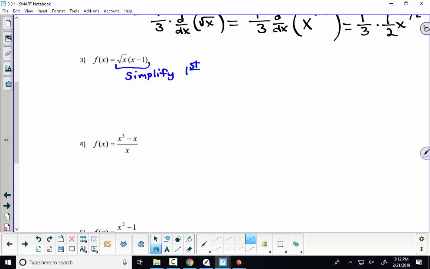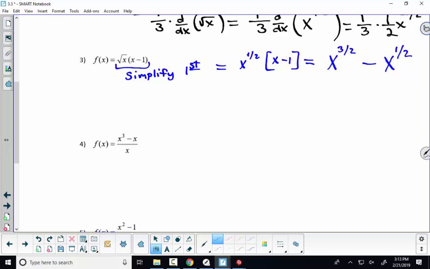So we have x to the 1/2 times x. So that's going to give us what? What do we do with exponents there? X to the 1/2 times x. You add them. So that's x to the 3/2 minus x to the 1/2. Just don't lose track of where you're at. We've just simplified f of x. We have yet to take the derivative. So we simplify f of x, then we can use the power rule on both of those.